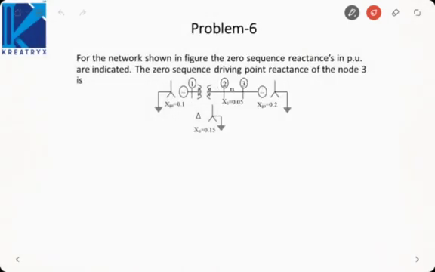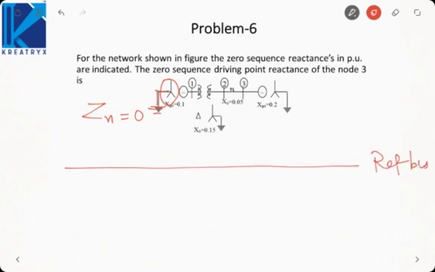In our next problem, it is saying for the network shown in the figure, the zero sequence reactance in PU are indicated. What is the zero sequence driving point reactance of node 3? So first let us try to draw the zero sequence network. Here first of all generator is there. Its neutral is solidly grounded. So Zn is 0. Let me take a reference bus.